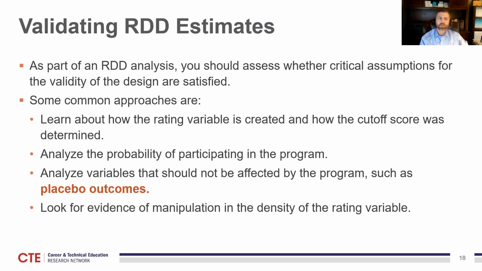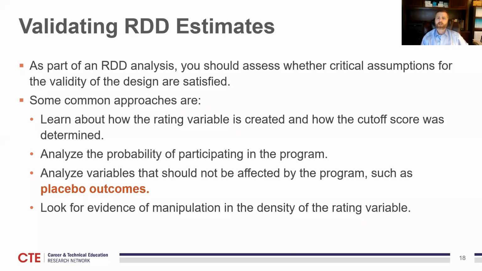Okay, so there are some ways that you would go about testing or trying to confirm that that isn't a problem in your analysis. We've listed some common approaches here. One good starting point is just to learn how the rating variable was created and how the cutoff score was determined. This can be pretty simple. You can talk to the program administrators who assigned the ratings, whoever determined the cutoff. You can review program documentation that explains the rating process or the assignment process. You can compare the actual ratings to how they were supposed to be determined, that sort of thing. Really, it's just getting as much information as you can on how the rating variable was assigned to just confirm that there aren't any problems.